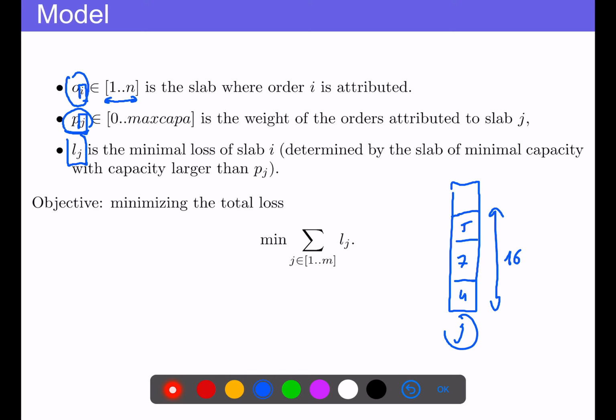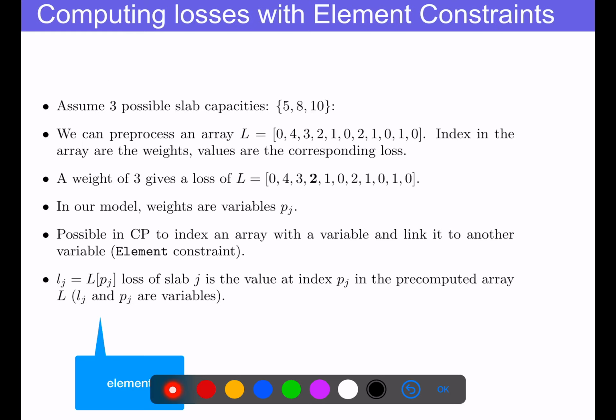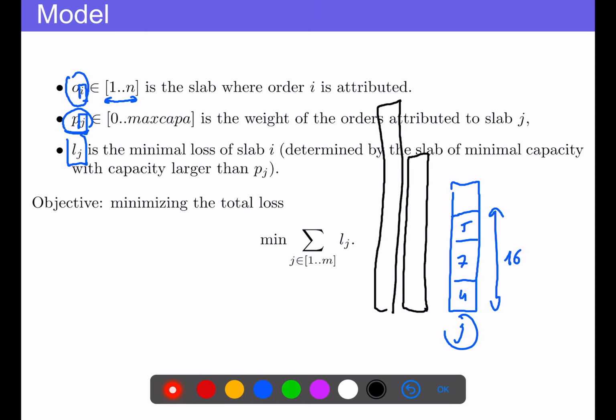So assume that the slabs available are this length and this length. It's quite obvious that if I decide to assign orders with weights 5, 7, and 4 to this slab, I will preferably use this one, okay, so that my loss here is minimized. Okay, so Lj is this.